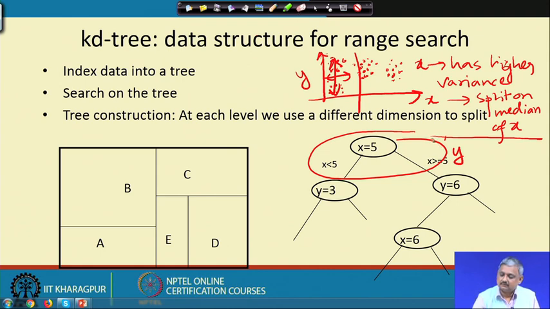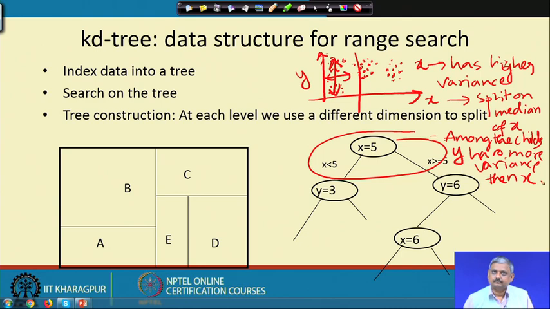Among the children, y has more variance than x. So, you split on y on the mean value of these points only, not the other, only this one, and split. So, you get the second split.